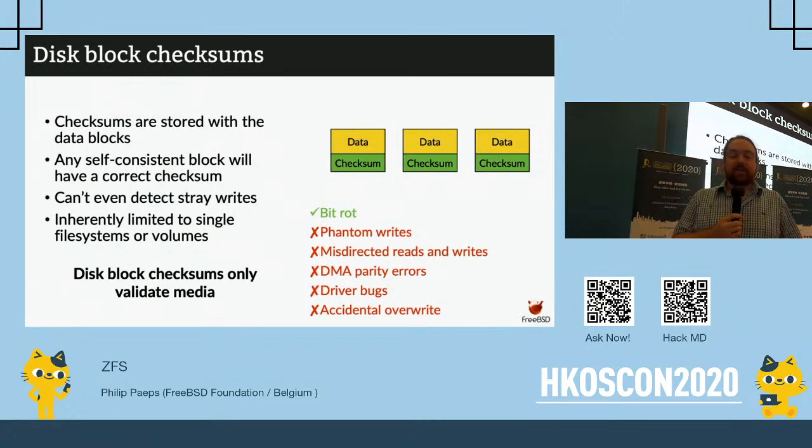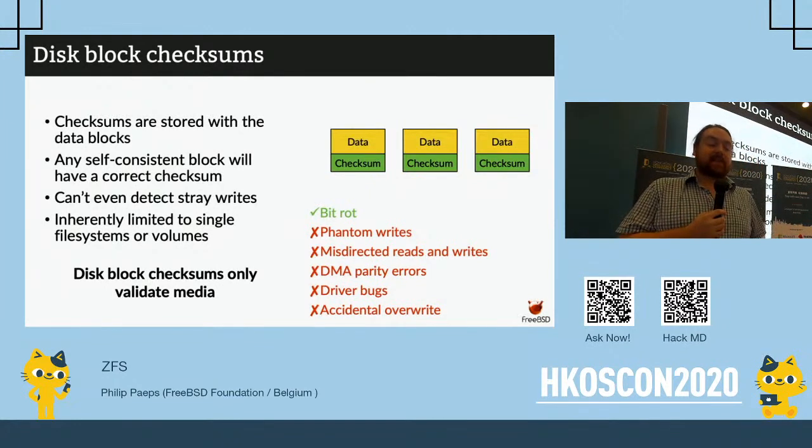Your disk block checksums in traditional file system designs really only protect you from bit rot, and they only validate that your media is mostly working. They don't protect you from any of a million other things that can go wrong with file systems, or rather with the things you run your file system on.